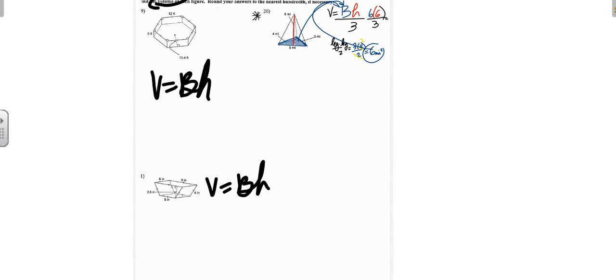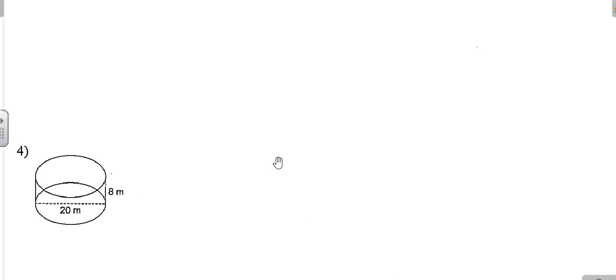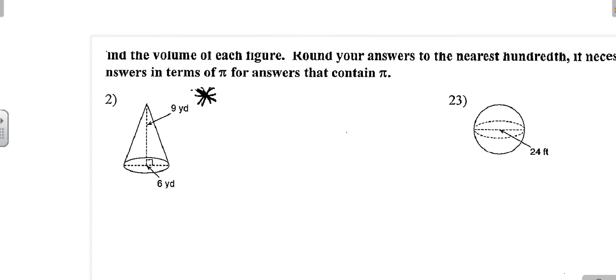Here, watch out, the bases are the 2 trapezoids, front and back. Do the following in terms of pi. That means we're dealing with circular type stuff.